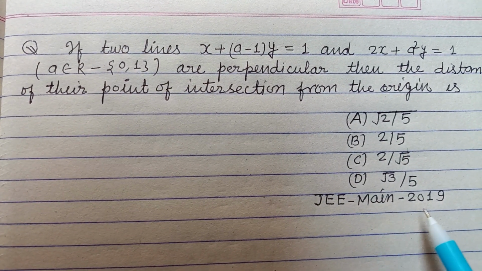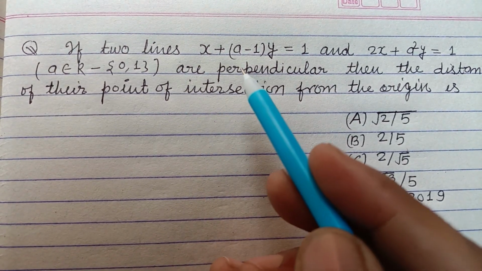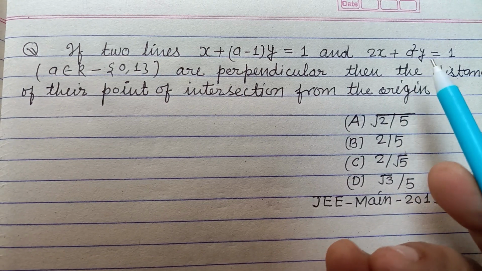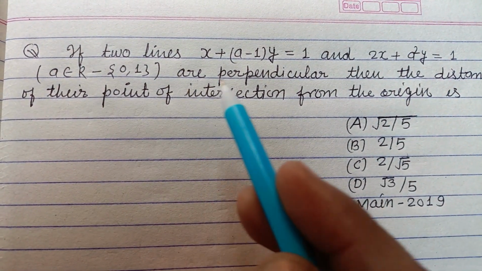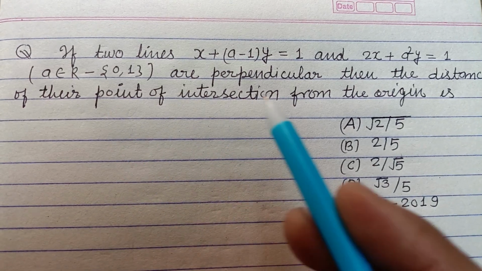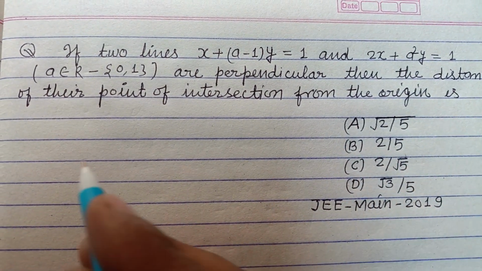Question from JEE Mains 2019. If two lines x + (a - 1)y = 1 and 2x + a²y = 1 are perpendicular, then the distance of their point of intersection from the origin is.